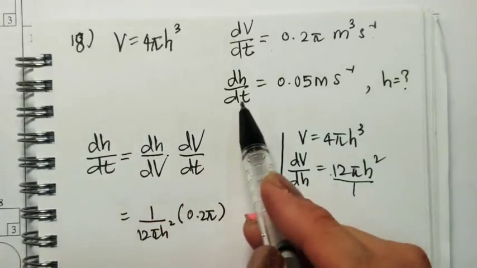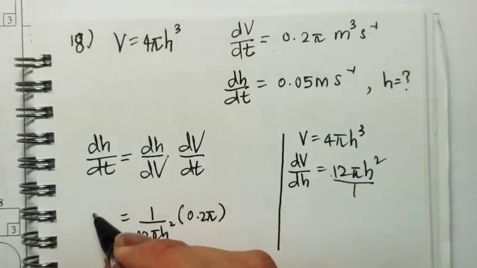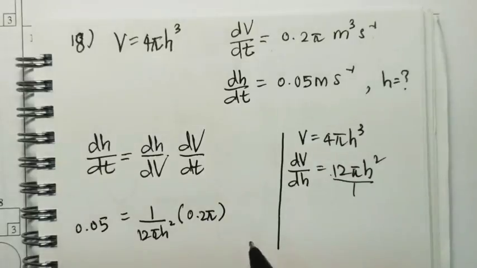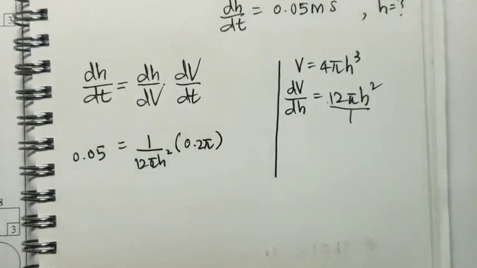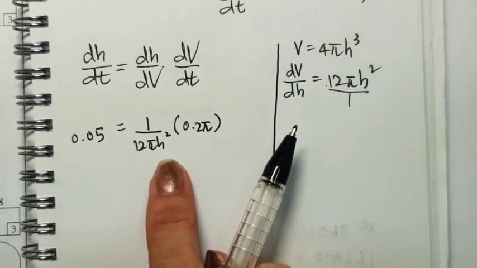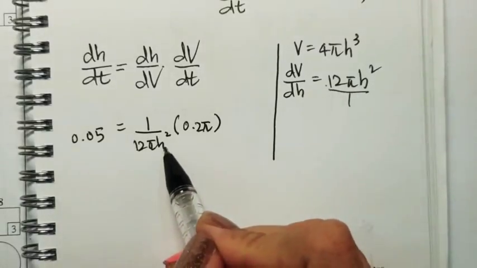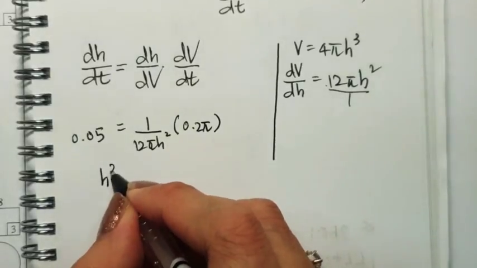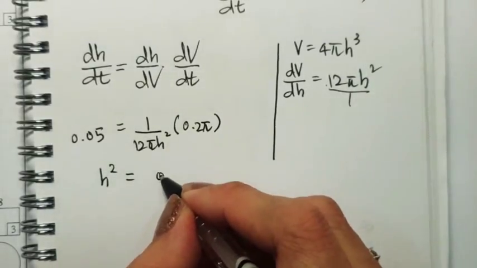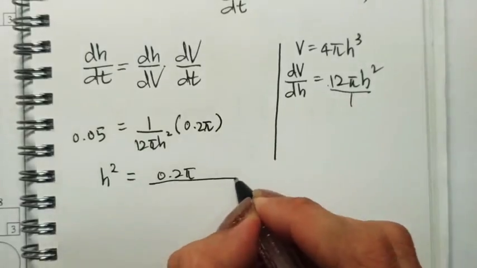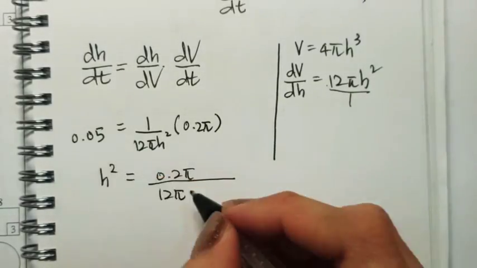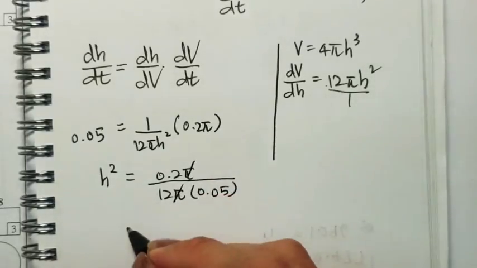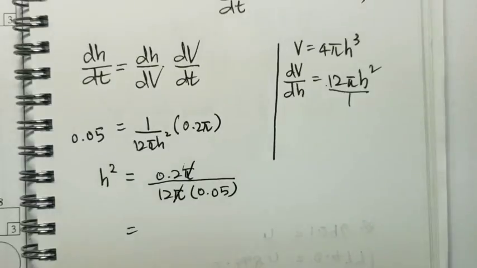And what else do we have? We have dH by dt, which is 0.05. So now we form an equation. Let's rearrange so that we can find our H squared. The thing we want to find goes up and the 0.05 comes down. So we will have H squared equals 0.2 pi over 12 pi and the 0.05 put down here. Pi and pi can be cancelled off.